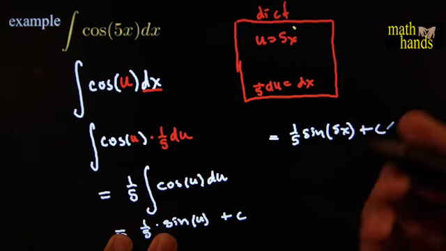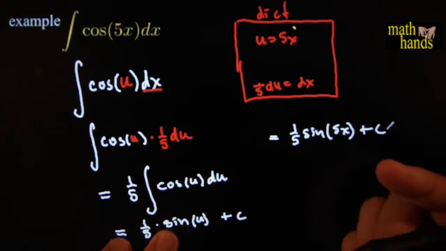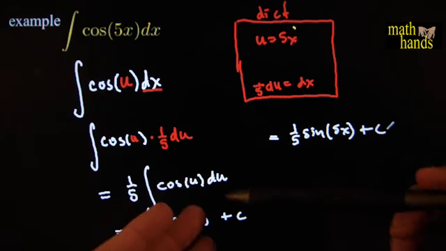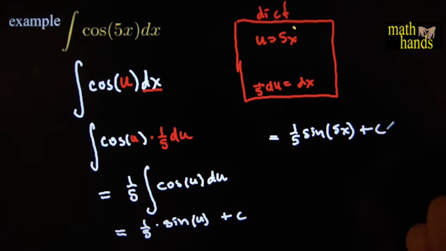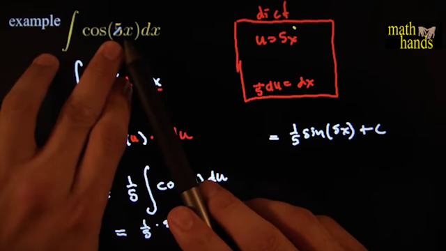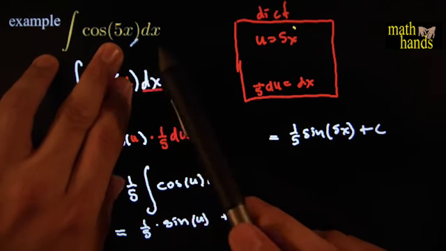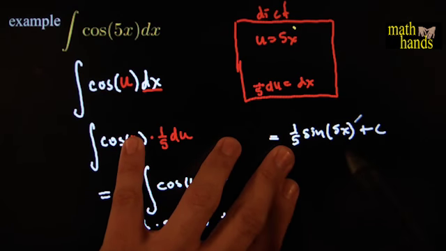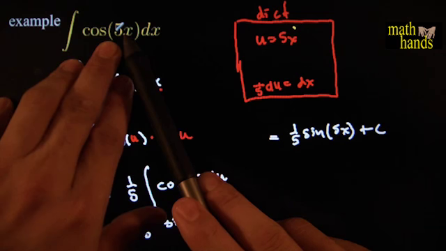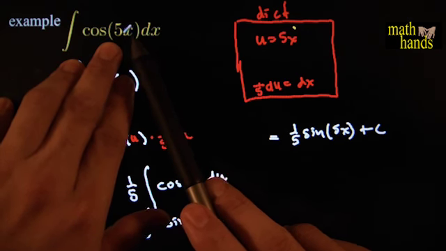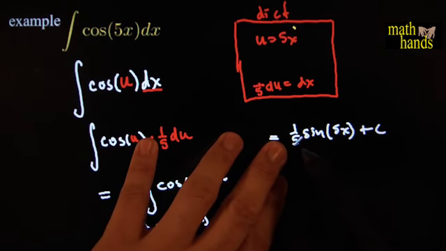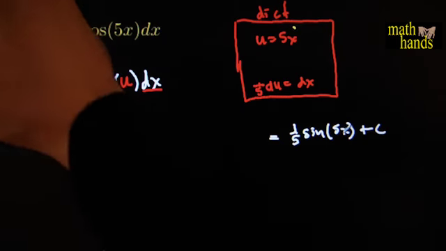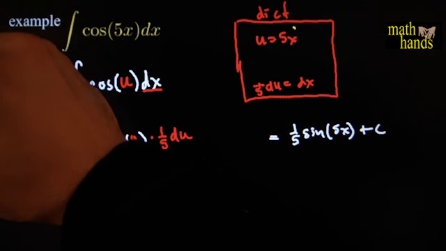After you do a bunch of these, you get a good feeling for them, and you may not have to write every single step because you understand the steps so well. For example, had this been a 7, after you've done a few of these, you realize that this would have been 1/7 sine 7x. Had this been a 13x, this would be 1/13 sine 13x, etc., etc. Alright, let's try another one.